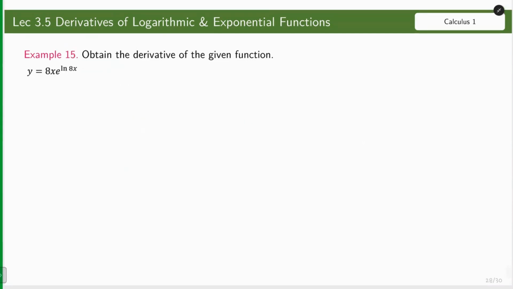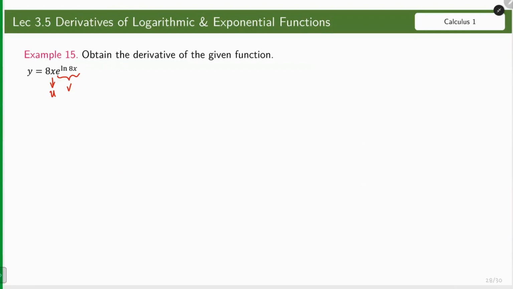Example 15, we have y is equal to 8x e raised to ln of 8x. Okay, we have here a product. This is u and then this is v. The 8 there can be isolated, so we do not include it in either u or v. All right.